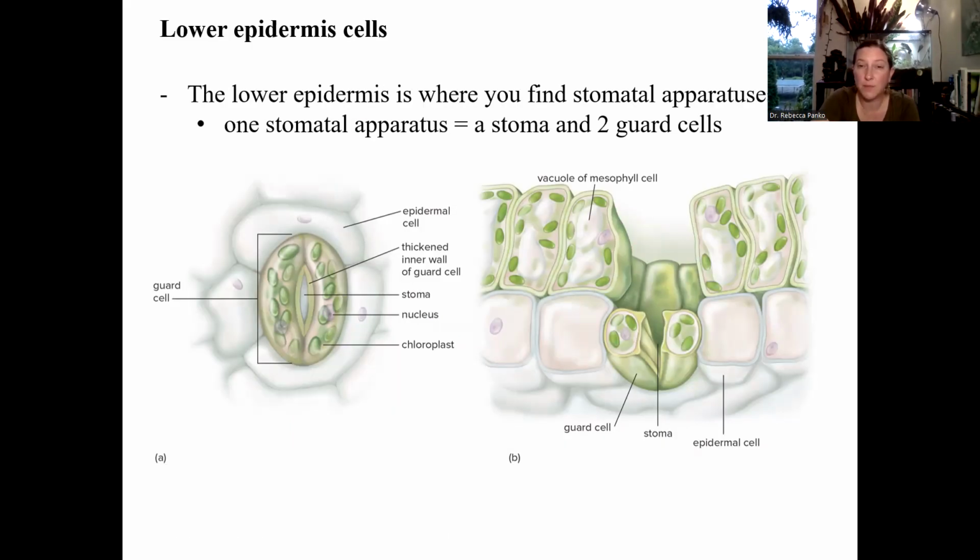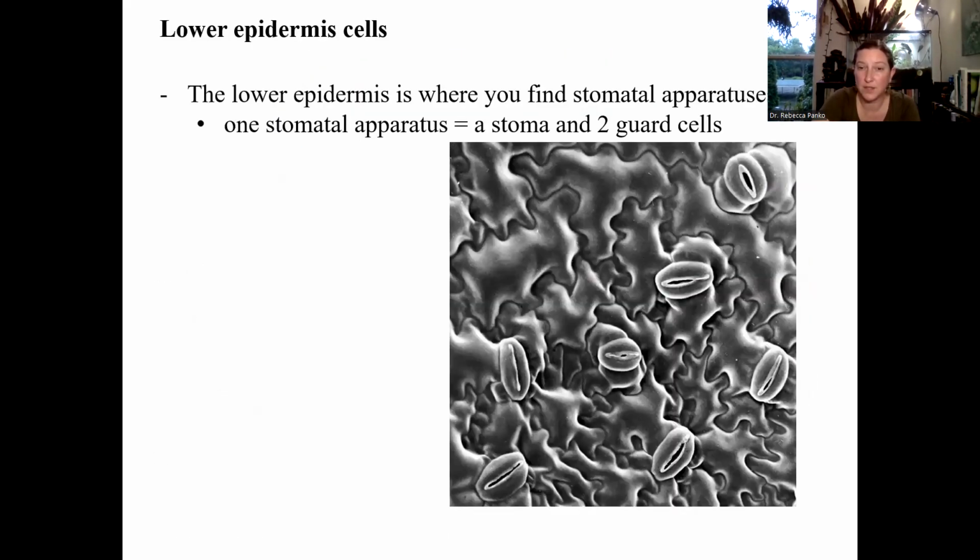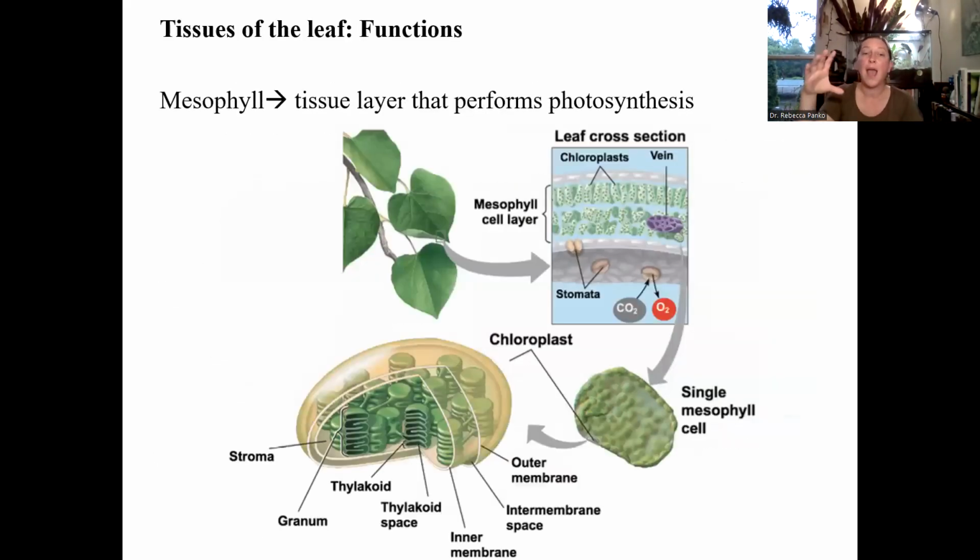All right, so that's basically what's going on in the epidermis, right? You have epidermal cells with a cuticle on both the top and bottom, and on the bottom you have these things called stomata that regulate water vapor loss. And then on the inside of the leaf is that mesophyll. Remember I said everything between the upper and lower epidermis is the mesophyll, or middle of leaf. And the mesophyll layer is what's going to perform the process of photosynthesis.